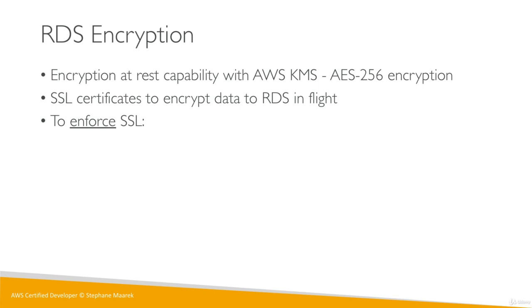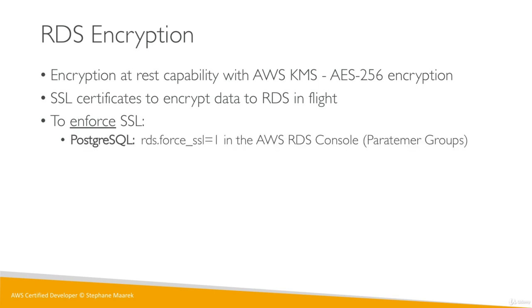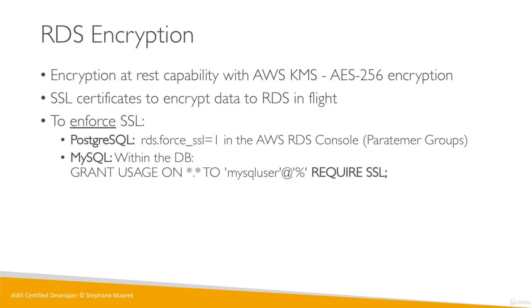And so to enforce SSL, and that's quite a popular question, for Postgres, there's one parameter we can set in the RDS console in the parameter group, and it's called rds.force_ssl equals 1. That's for PostgreSQL. And for MySQL, within the database, you have to run this statement. And it's quite a complicated statement. But what you notice is that at the end, it says REQUIRE SSL. So that's to enforce SSL. Once you run this statement, basically no user will be able to connect to MySQL unless on an SSL connection. And so that's quite a popular question.